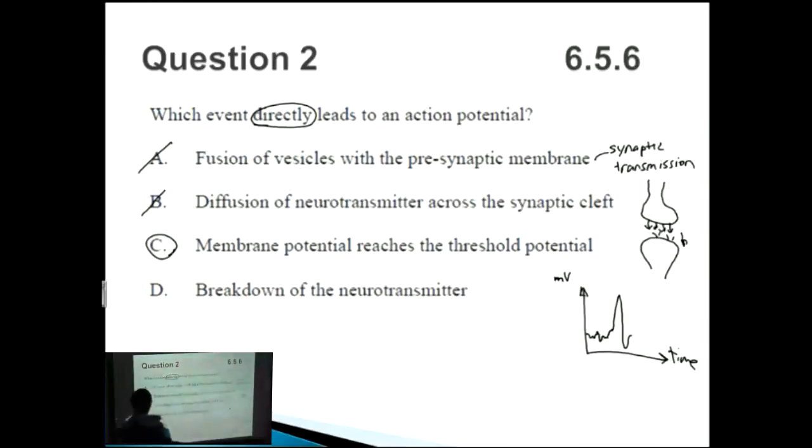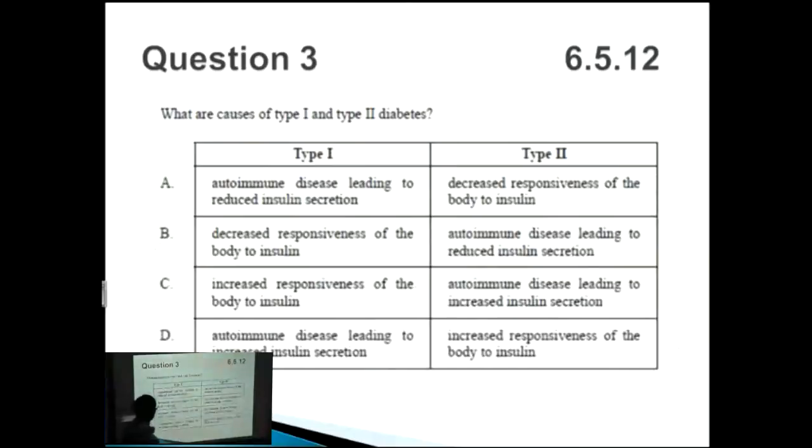Breakdown of the neurotransmitter is incorrect. That's actually part of what happens after the synaptic transmission has occurred. After this process has all occurred, you've got neurotransmitter left in that junction, and it's kind of like leaving a bunch of sandwiches in the middle of the road. Someone's got to clean it up, and the thing that cleans it up actually results in the breakdown of the neurotransmitter.